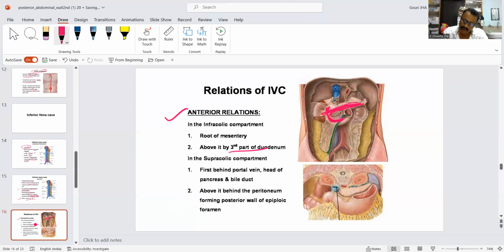In the infracolic and in the supracolic compartment, it will be the portal vein. In the supracolic, you could see the portal vein over here, and then we could see the pancreas over here. And above and behind the peritoneum, it will form the posterior wall of the epiploic foramen.